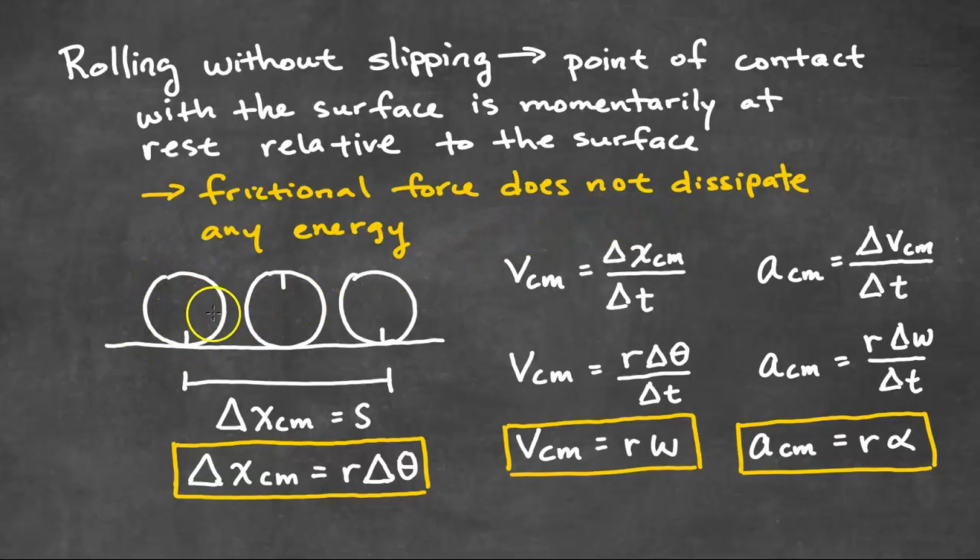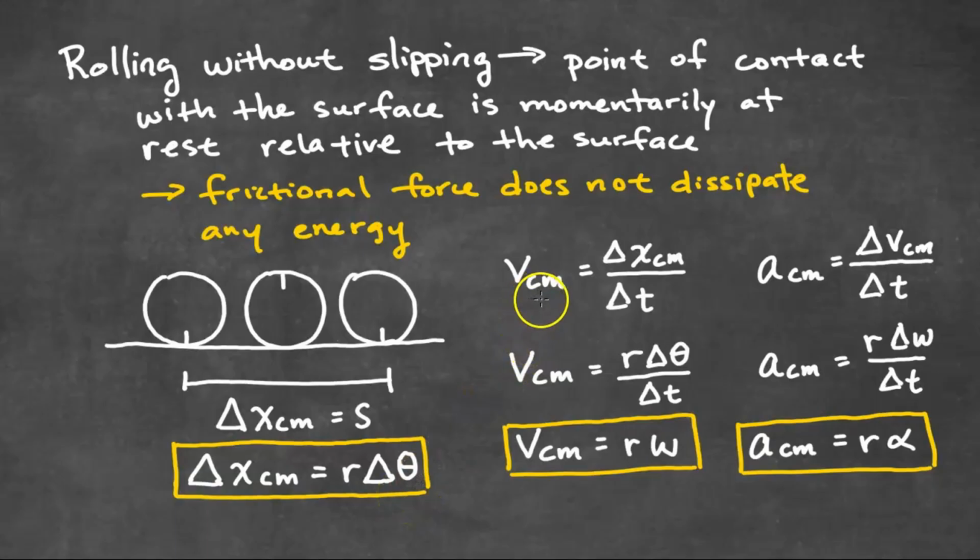So let's say we have a hoop that is rolling. And let's say it makes one complete rotation. The displacement of the center of mass will equal the arc length. In this case, it would be the circumference of the hoop. And we know that the arc length is equal to r times the angular displacement. So our first relationship here is that the displacement of the center of mass is equal to r times the angular displacement.